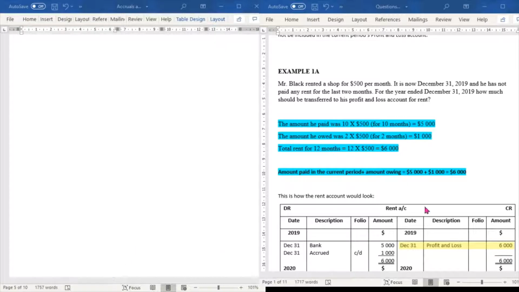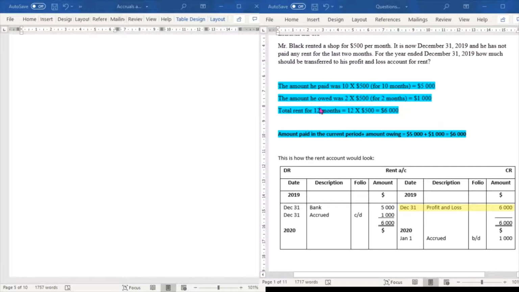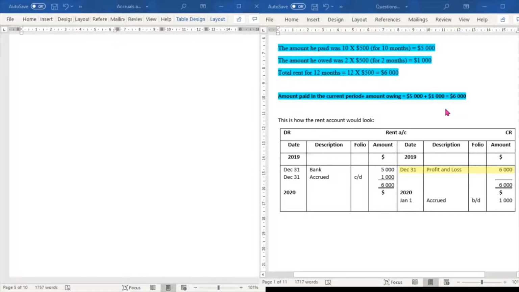Okay, so we are looking at the amount that he paid. He paid $5,000. The amount that he owed, $1,000. He owed for 2 months. So the total rent that should be transferred to the profit and loss account is the amount paid plus the amount owing. And that is $6,000. Now let us see how the rent account will appear.